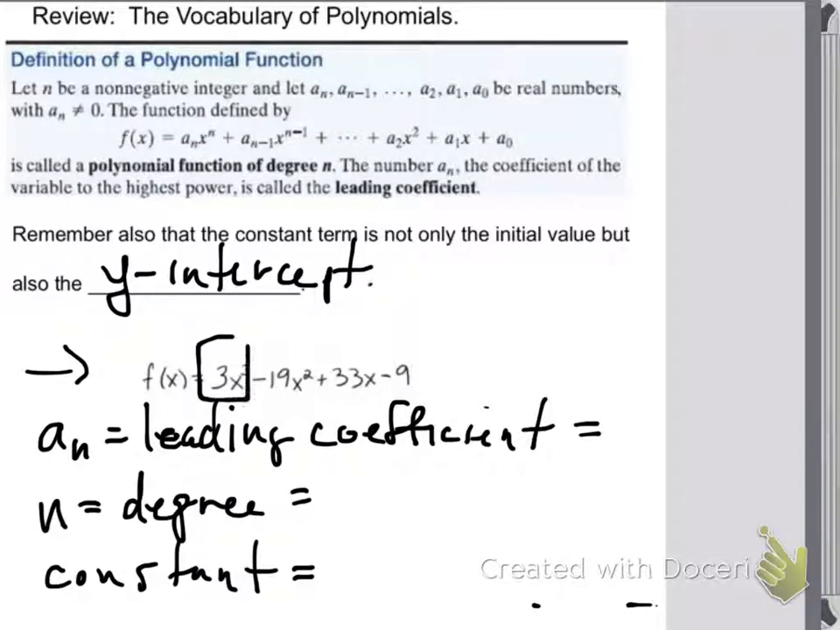The very first term is the leading term. The leading coefficient is just going to be 3 then. The degree, my n, the degree of this polynomial function is going to be 3. That's the exponent of my leading term, and then my constant is going to be -9. That's this thing hanging off at the end with no variable.